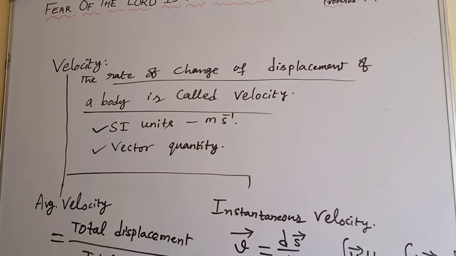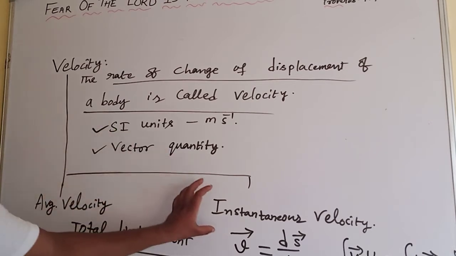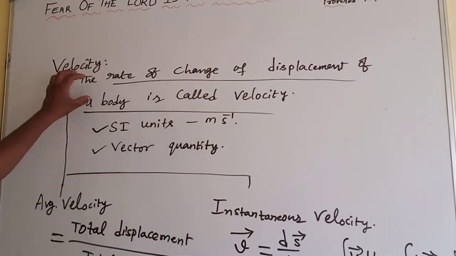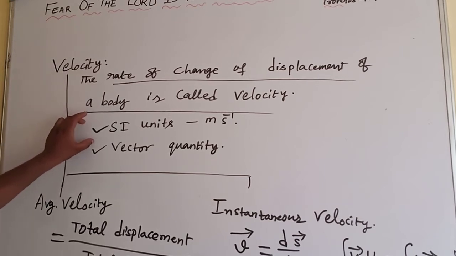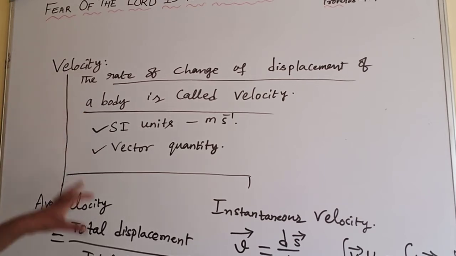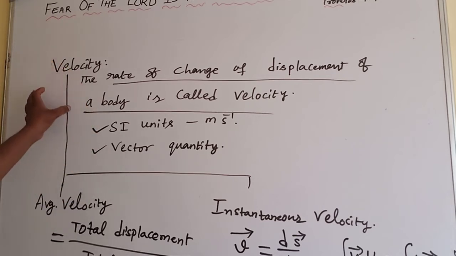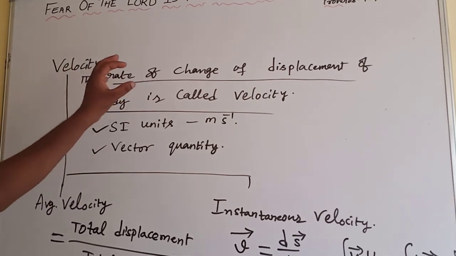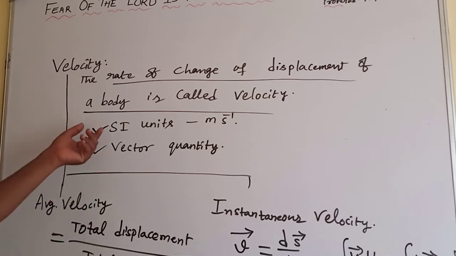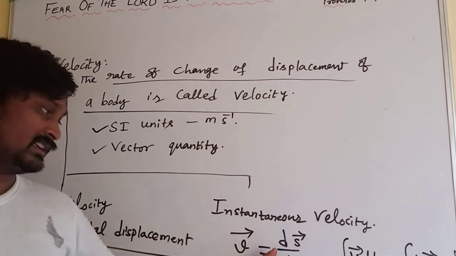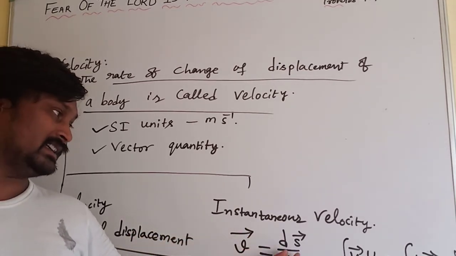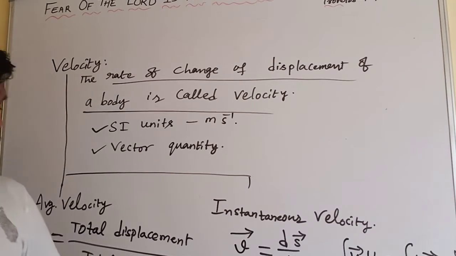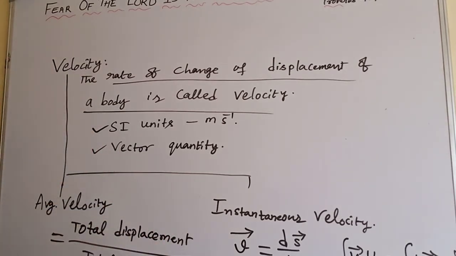of velocity. So here, what is average velocity? What is instantaneous velocity? What is velocity, what are its units, and which quantity is it? Once again, I'll tell you that the rate of change of displacement of a body is called velocity, the SI unit is meter second inverse, and it is a vector quantity. Average velocity is total displacement upon total time. Instantaneous velocity is v bar equal to ds bar upon dt. So this is about your velocity, and let us take some examples to understand it.